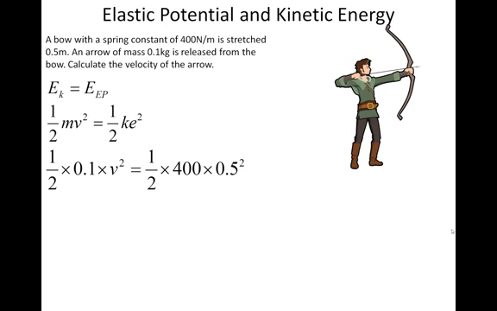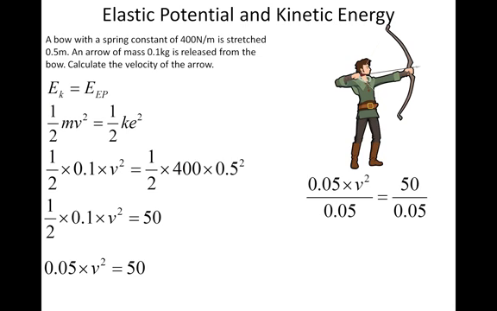We substitute in the numbers, and we have a half times 0.1 times v squared equals a half times 400 times 0.5 squared. We're going to solve for each side, so we end up with 0.05 v squared equals 50. Now we need to get rid of the term 0.05 from the v squared, so we will divide both sides. We'll perform the inverse operation. Once we divide both sides by 0.05, we find that v squared is equal to 1000. Once we square root the v squared and the 1000, that gives us v is equal to 31.6. That will be meters per second.